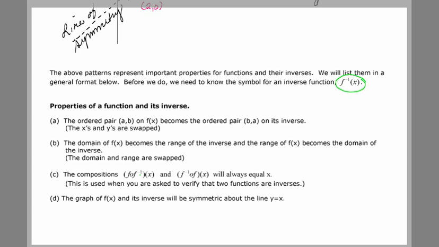So the properties of a function and its inverse are these. We saw this earlier. If you have an ordered pair on the function a, b, then on the inverse it becomes b, a. We saw this happen. The domain of f becomes the range of the inverse, and vice versa. The range of f becomes the domain of the inverse. They're swapped. Domain, range get swapped from a function to its inverse.